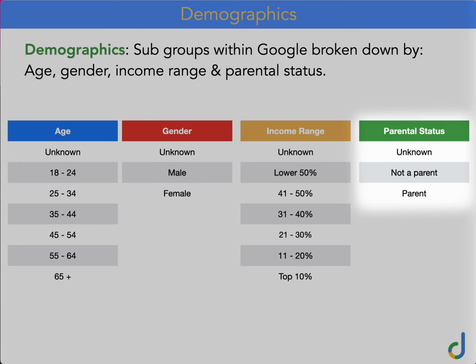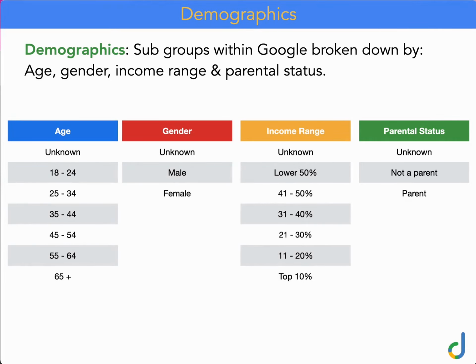Now, you'll see at the top there, every demographic has an unknown, and that really comes down to where people have opted out of sharing their demographics. I will say that due to changing government regulations and cookies policies, the unknown groups are getting larger and larger, but at the moment you are still seeing quite a lot of this data.